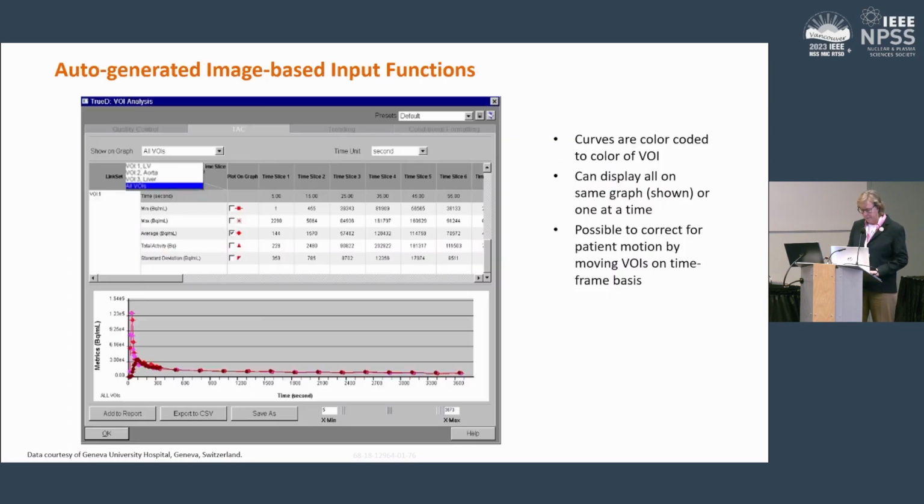And then, like I said, you put these on the dynamic PET images. The pink and the red curves are found automatically. We just use our TrueD analysis software to take a look at these as a retrospective QC, to be sure they look right and also that the VOI placement was correct.